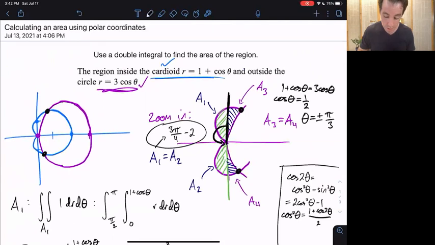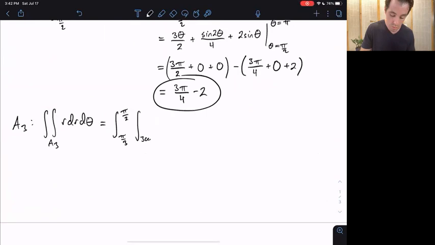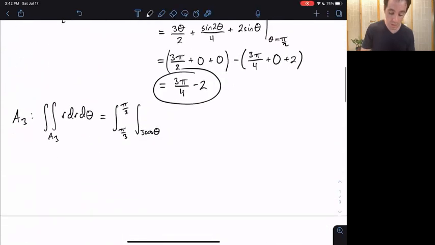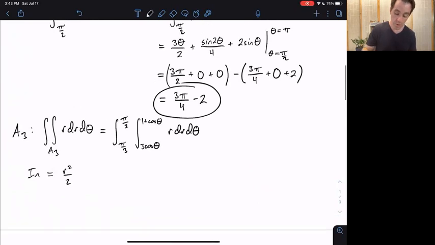So I have to go and look at their equations. All right. Outside the circle, that means 3 cosine theta is going to be the lower limit of integration. And then 1 plus cosine theta is going to be the outer limit. With this programmed in, now this is going to be equal to A3. Okay. Inner is r squared over 2.